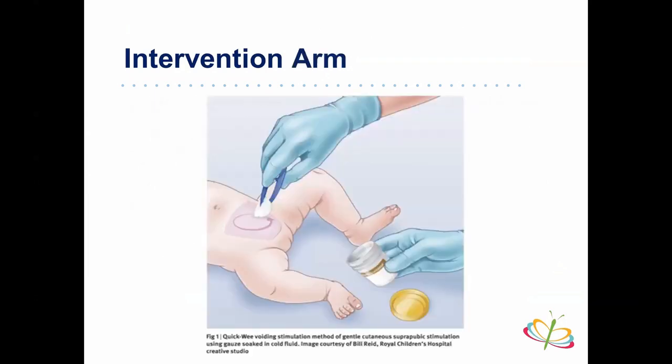Forceps with a gauze pad would be dipped in cool saline. Cool saline water, that was about 37 degrees, and would be rubbed in the suprapubic area in a circular fashion for, again, up to 5 minutes. But if the baby voided before the 5 minutes, the timer would be stopped at that time.